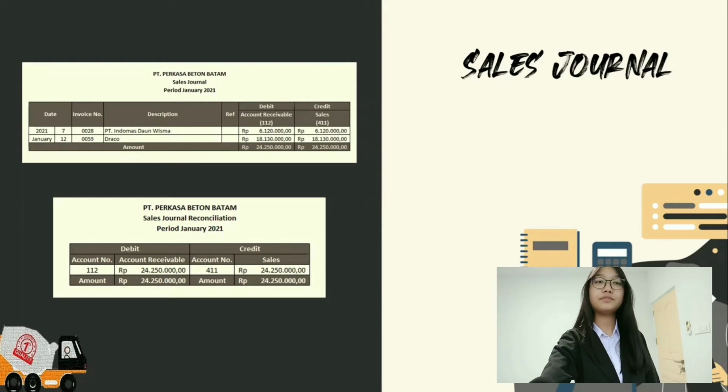6,120,000. On January 12th, Mr. Draco increased account receivable on debit and increased sales on credit amounting to 18,130,000 and can be reconciled so that receivables amount to 24,250,000 and sales amount to 24,250,000 too.